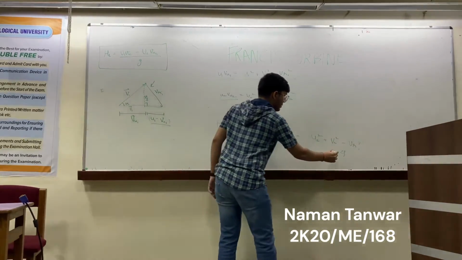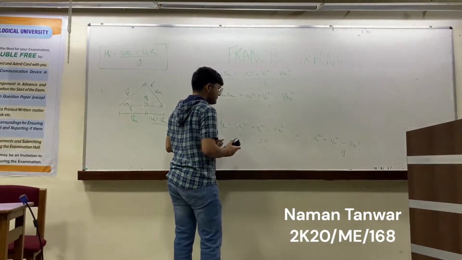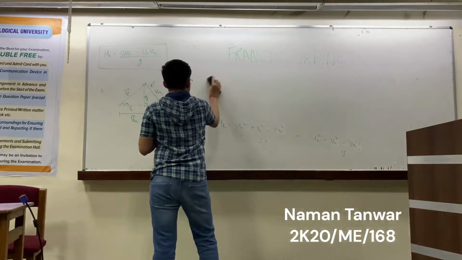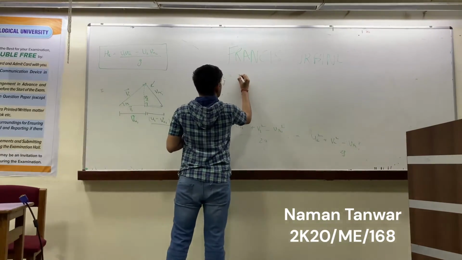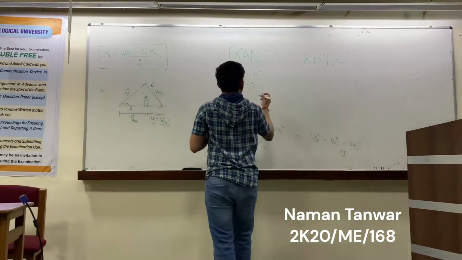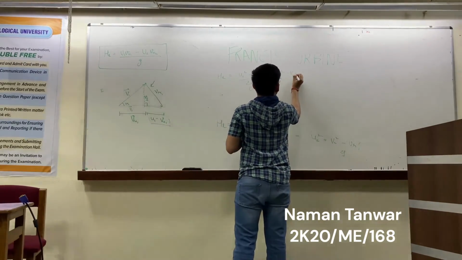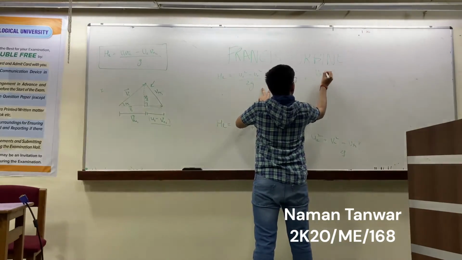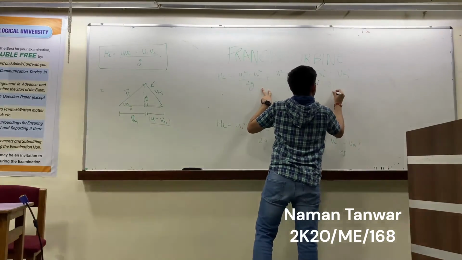Now, if we club the similar terms together, we will get the expression as HE is equal to U1 square minus U2 square upon 2G plus V1 square minus V2 square upon 2G plus VR2 square minus VR1 square upon 2G.